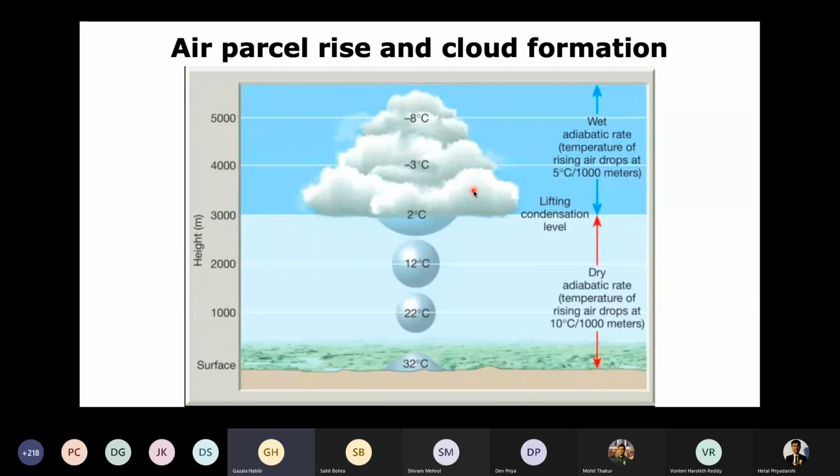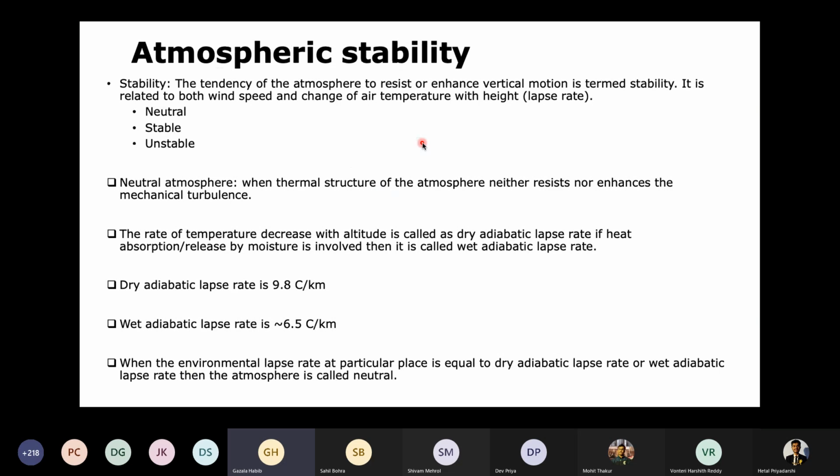Once the water vapor inside the air parcel condenses, what will happen? If the air parcel is moist, then the air parcel will become heavier, right? So that is how the cloud forms in the atmosphere. Okay, so atmospheric stability means whether the air parcel will remain on the earth surface neutral, or it will go up, or it will sink towards the earth surface.